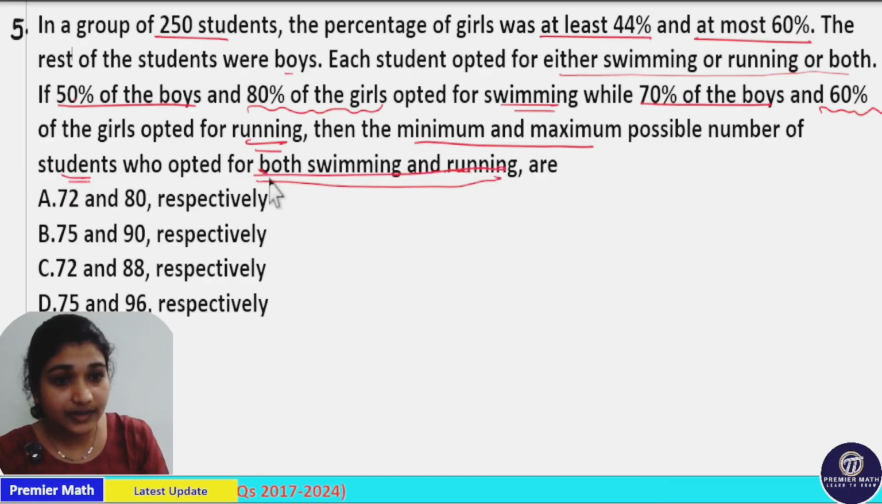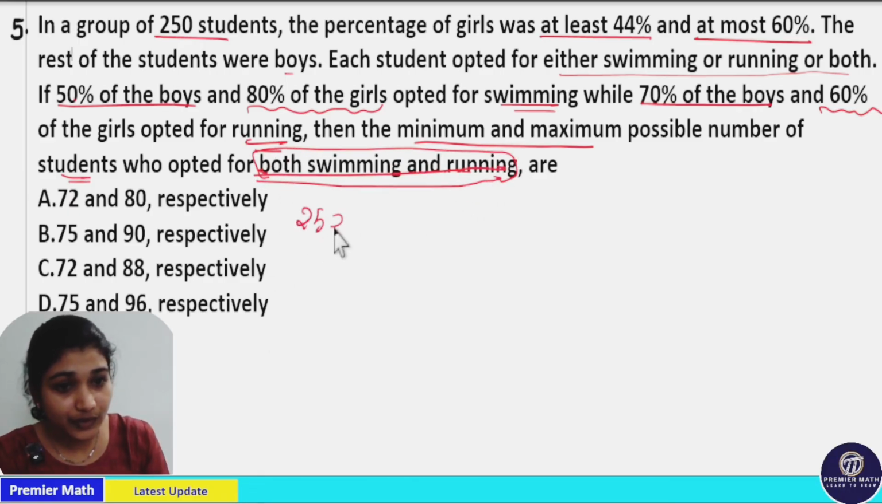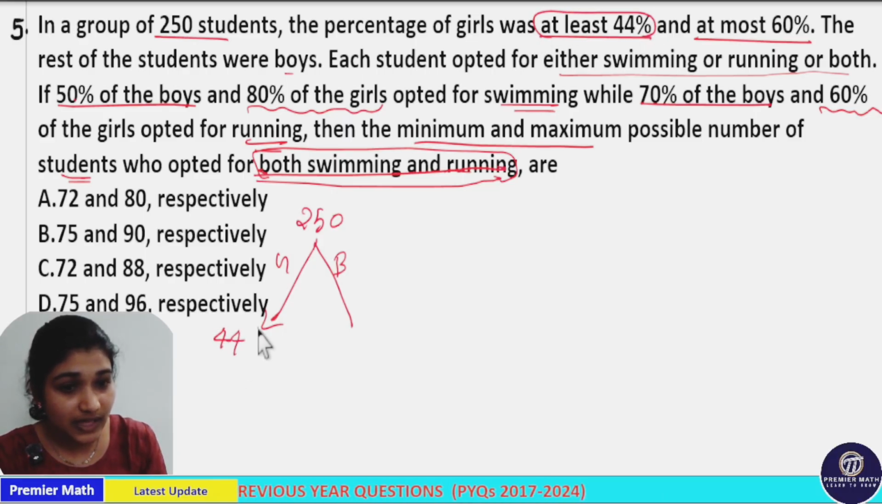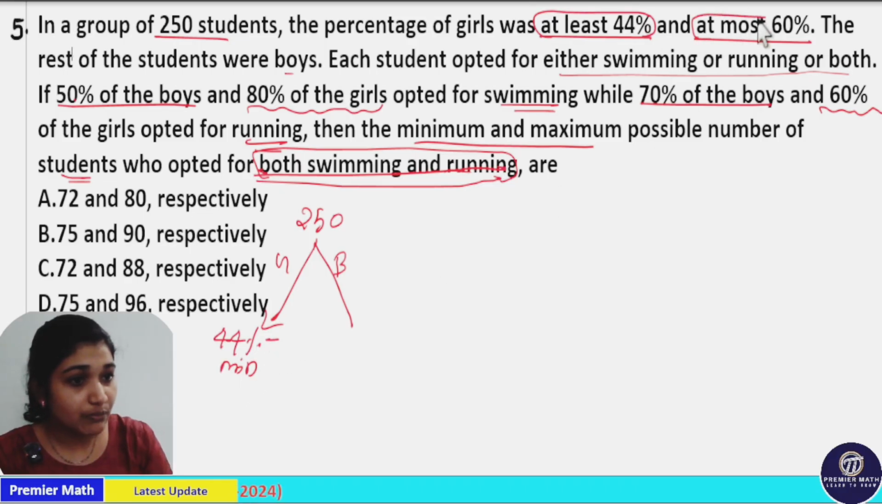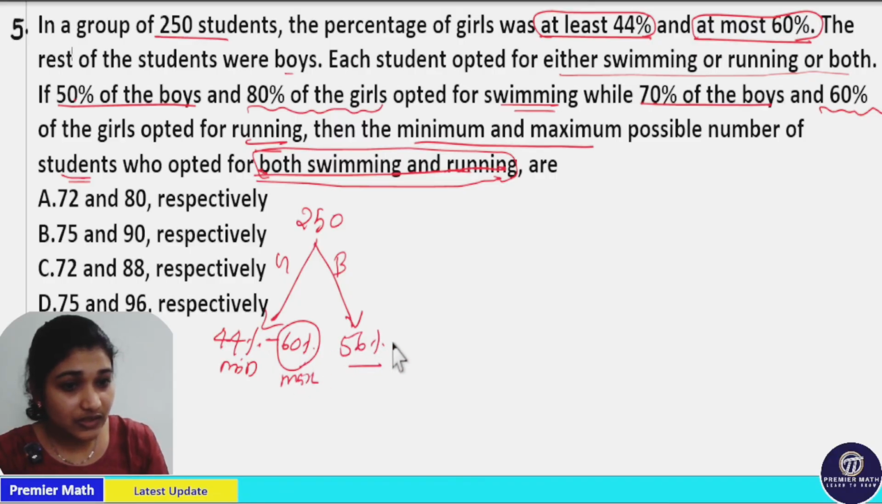Here we need a graph representing both swimming and running. Before that, there are a total of 250 students, out of which there are girls and boys, and the girls' percentage is given. Girls can be at least 44 percent, that is the minimum, and at most 60 percent, which is the maximum. With respect to 44 percent girls, boys can be 56 percent, and with respect to 60 percent, boys can be 40 percent.